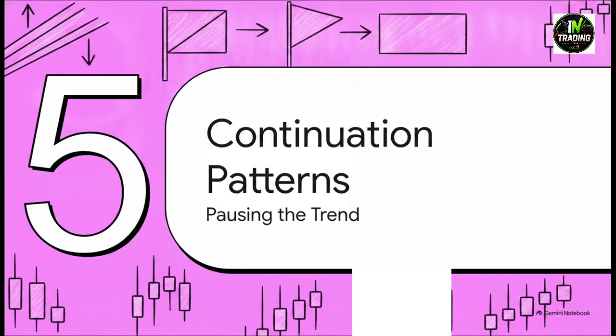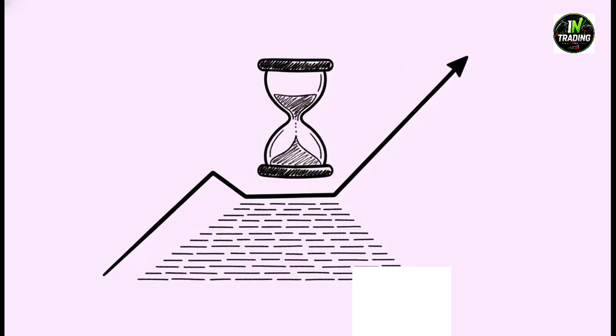Moving right along to Part 5, Continuation Patterns. Unlike reversals, a continuation pattern means a running trend is merely pausing before it keeps sprinting. If a market is shooting upwards, it literally can't go up in a straight line forever. It has to consolidate and catch its breath. Continuation patterns are those brief moments of rest before the original momentum kicks back in.